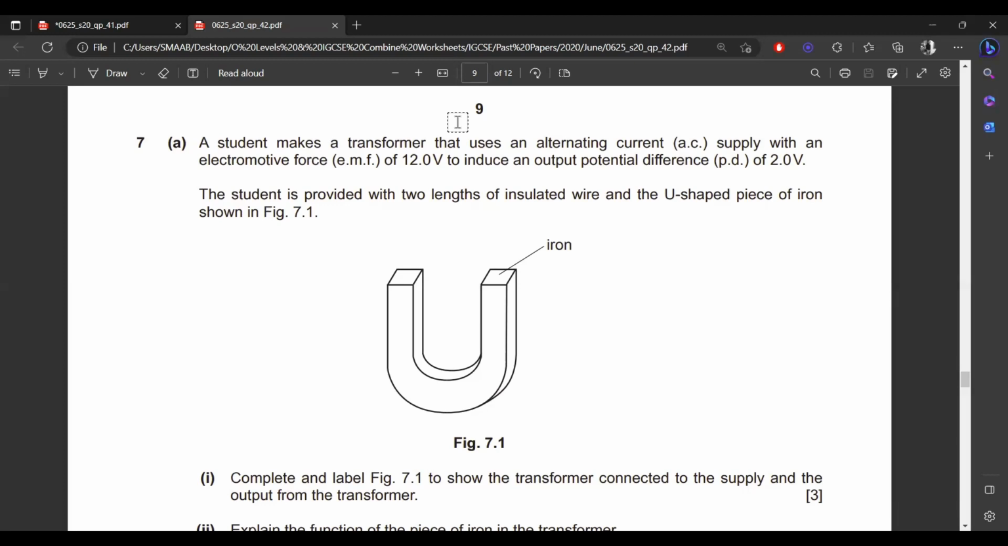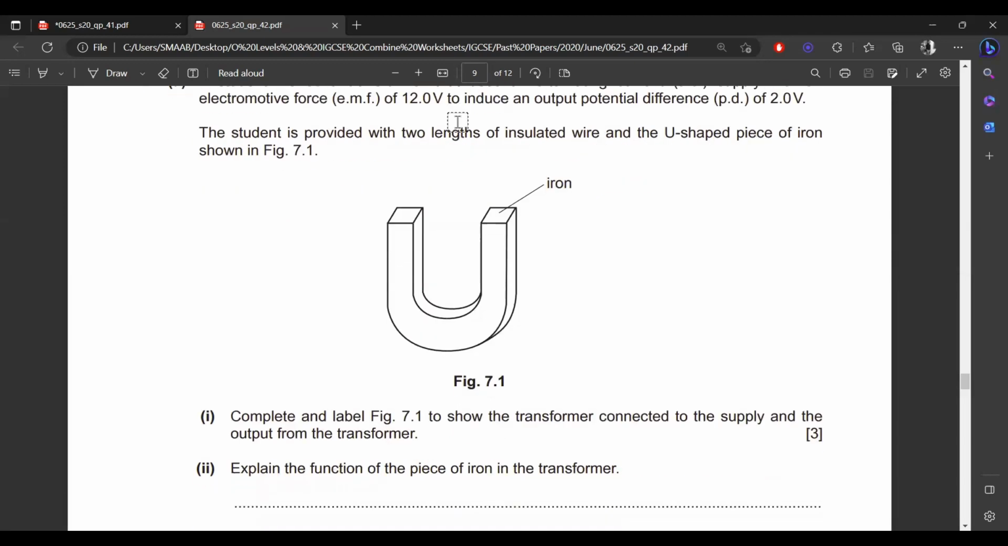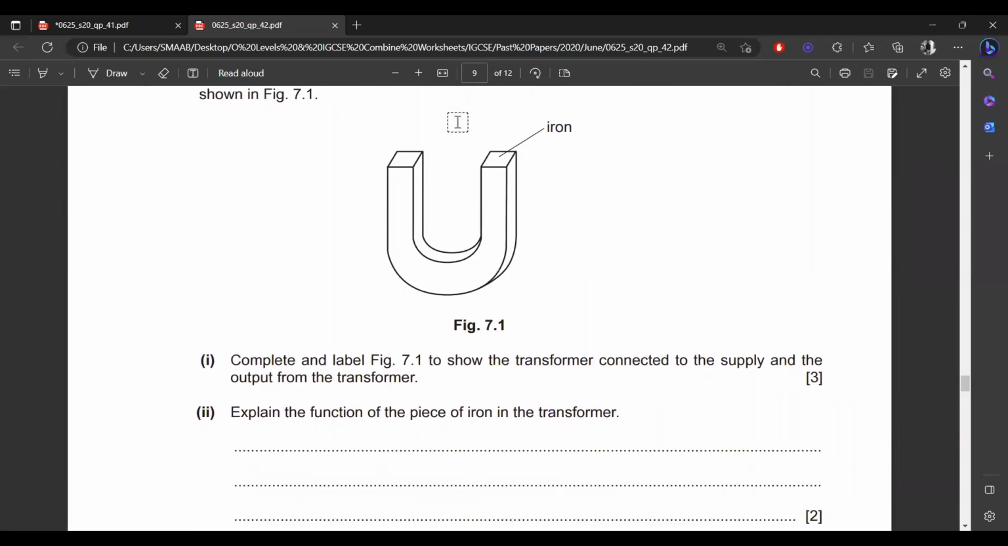Okay, a student makes a transformer that uses an alternating current supply with an EMF of 12 volt to produce an output potential difference of 2 volt. The student is provided with two lengths of insulated wire and the U shape. Complete and label figure 7.1 to show the transformer connected to the supply and the output from the transformer. So you need to complete this diagram, plus show the transformer connected to the power supply and the output from the transformer. So you need to complete this whole diagram.